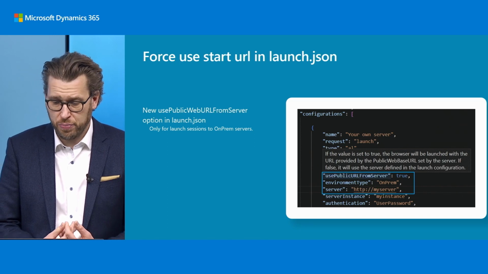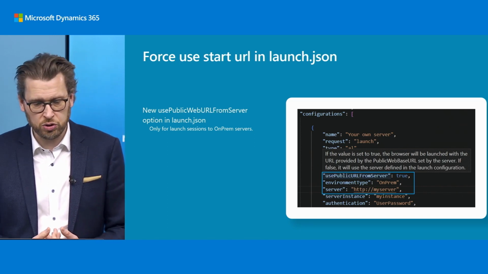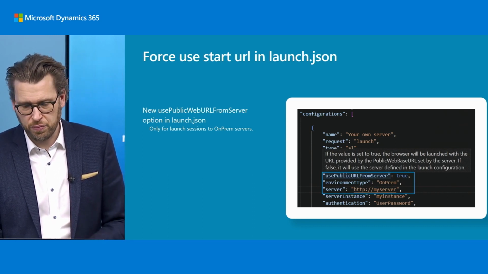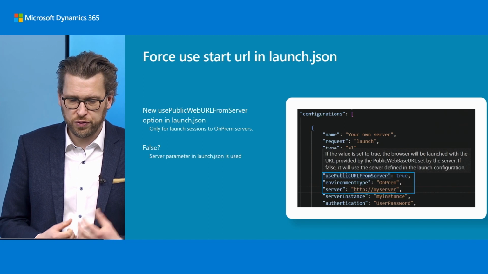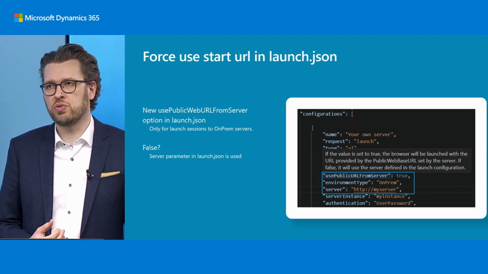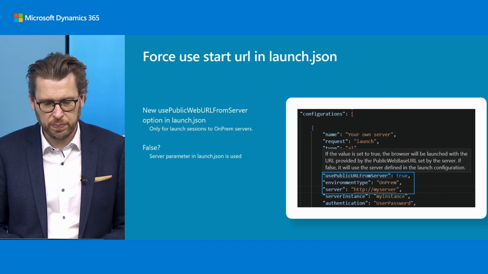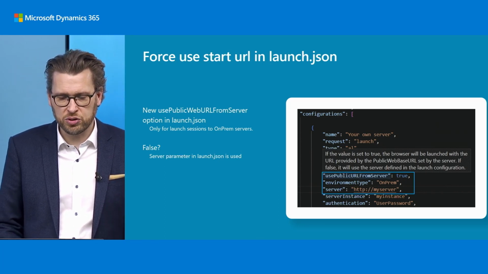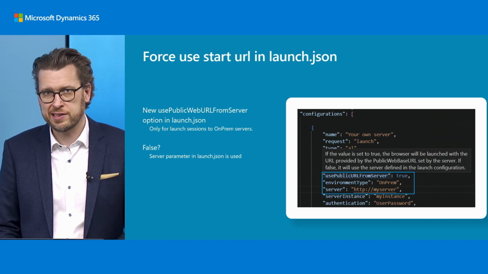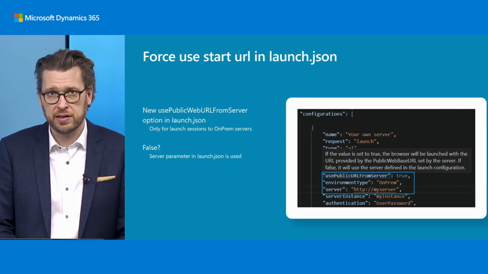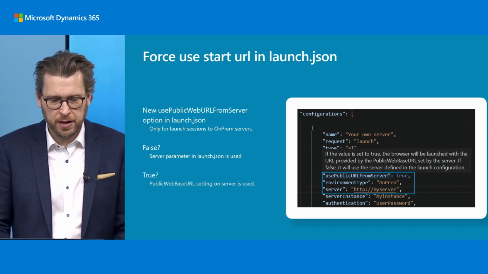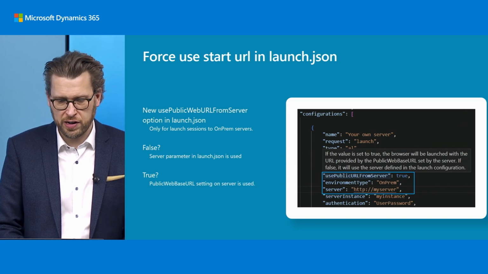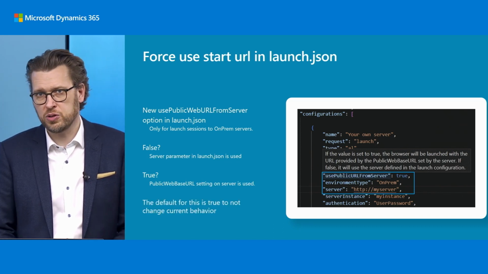There's a new parameter in the launch.json configuration that is called use public web URL from server. This is only for on-prem servers. If you set it to false, that's the new thing, we're actually going to use the server parameter in the launch.json itself, which is what you see here. I highlighted that with the blue box. Then we're using that. If it's set to true, then we will use the public web URL from the server, right? And that's actually how it's been up until now.